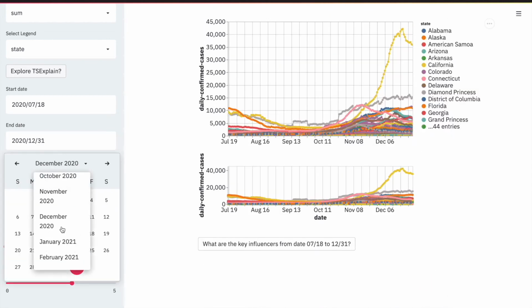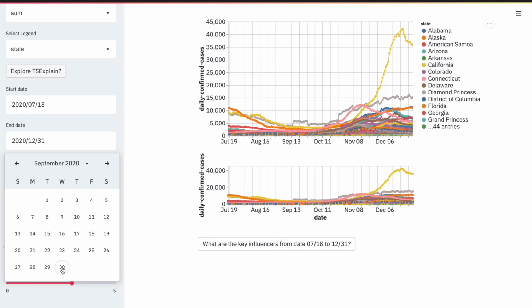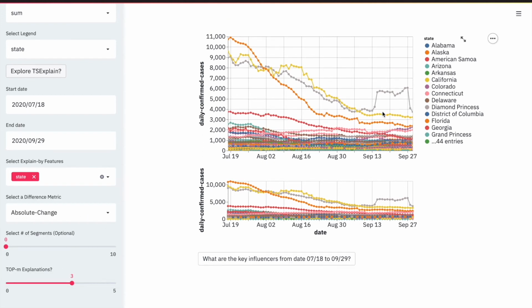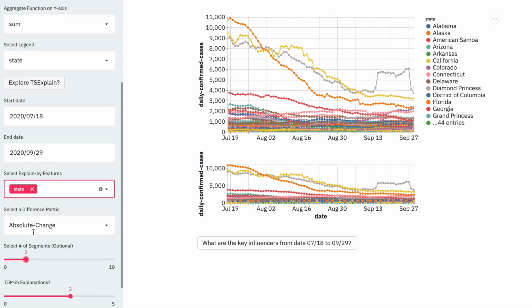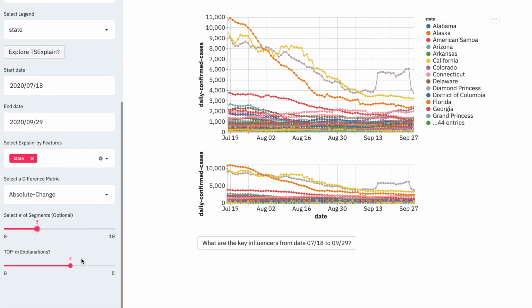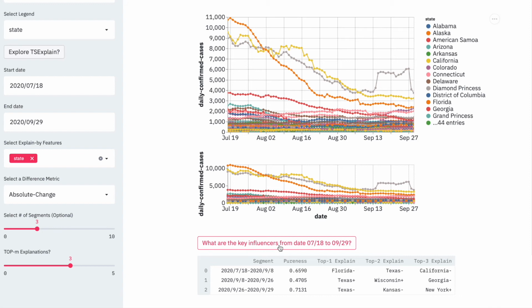We can zoom into the period from July 18th to September 29th. From the visualization, we can roughly see that Texas does not simply fall, instead, it falls and rises from September 13th. Let's run TSExplain to reveal more detailed explanations. Instead of letting TSExplain select the number of segments, we can also manually explore with different numbers of segments and choose the most appropriate one. This is similar to varying k in k-means clustering. Here, let's select 3 as an example.